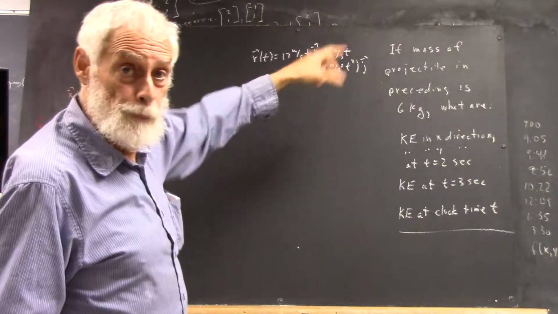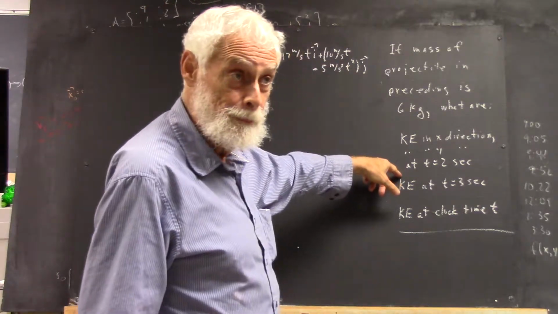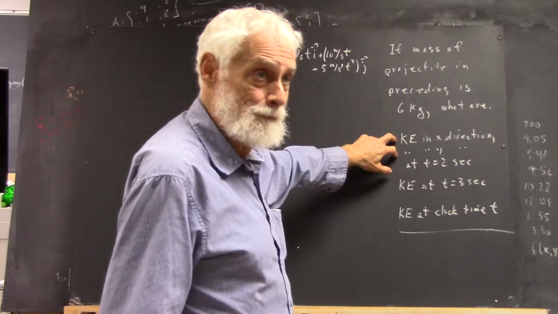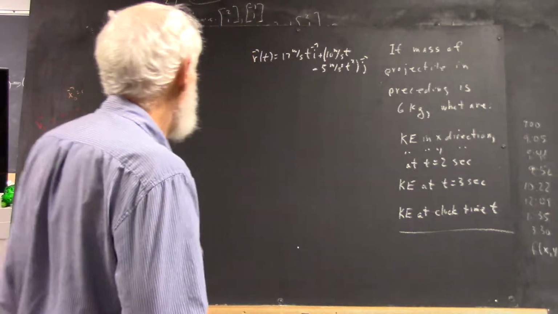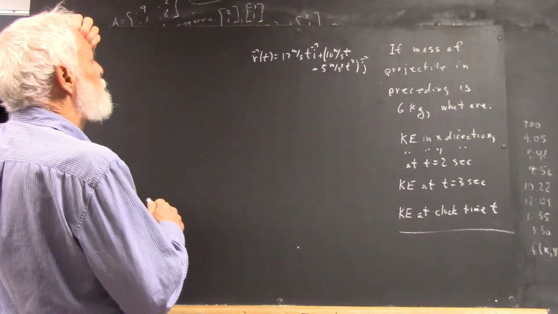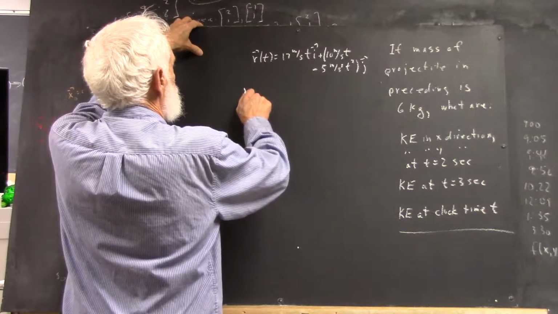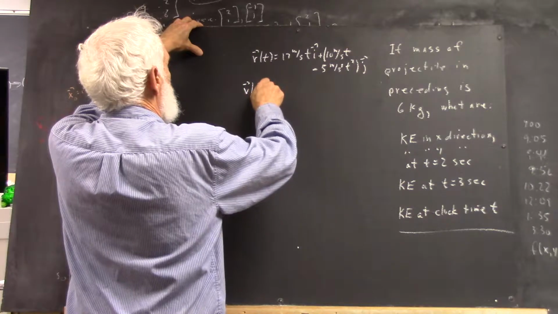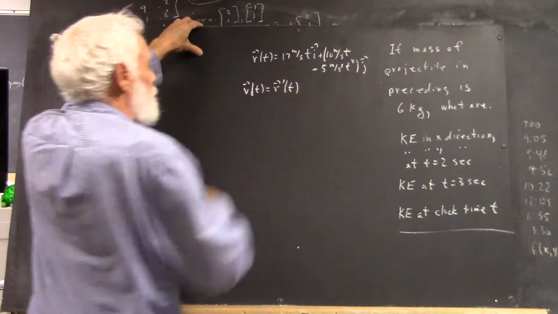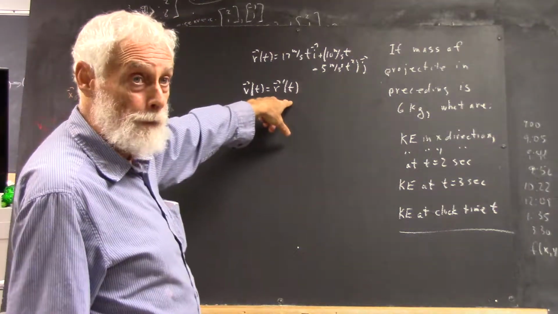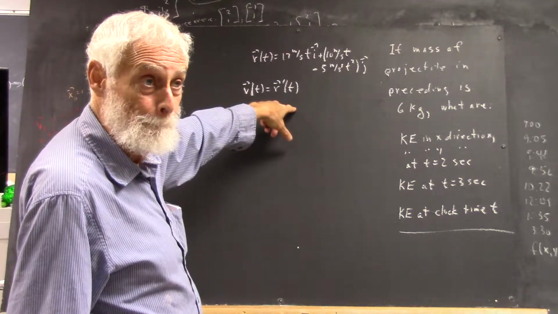Okay, right there's our position function, right? If I want the kinetic energy at 2 seconds, I'm going to bypass this question, assuming everybody got it. First of all, your velocity function is the derivative of your r function, right? Okay?